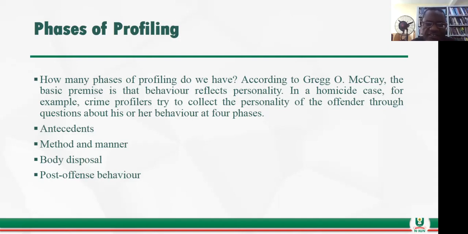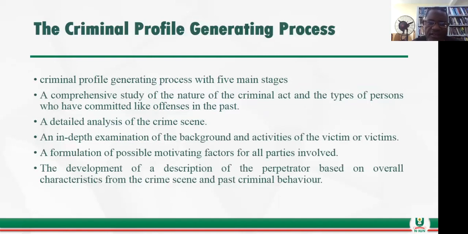Phase 1 is the antecedent phase. Phase 2 is the method and manner. Phase 3 is the body disposal, while phase 4 is post-offense behavior. Having a look at the phases, let us understand the criminal profile generating process.